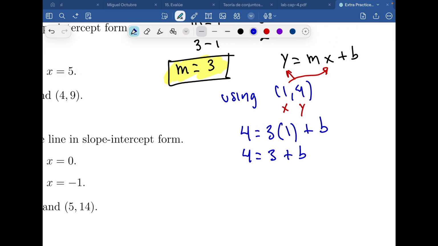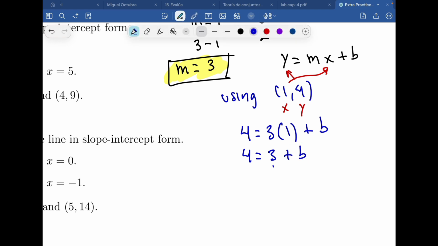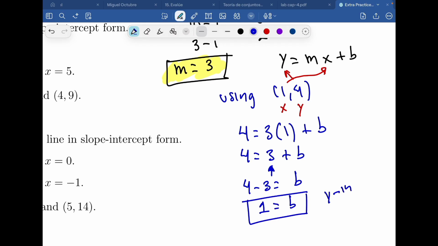We are going to isolate b by performing the opposite operation. This number 3, we need to move to the left side by using the opposite operation. In this case, the opposite would be a subtraction. So 4 minus 3 is going to be 1 equals b. What is the meaning of this? That the y-intercept has to be 1.